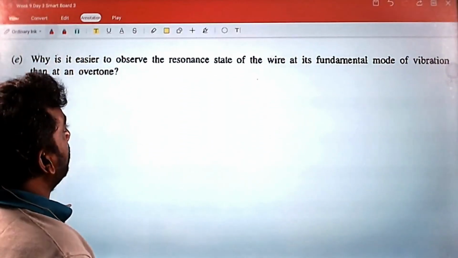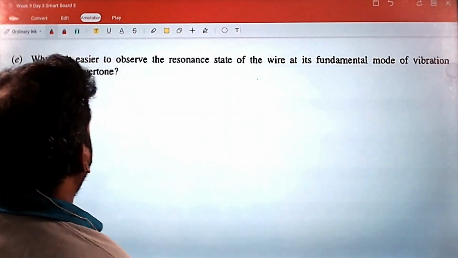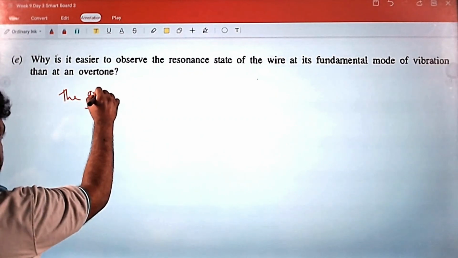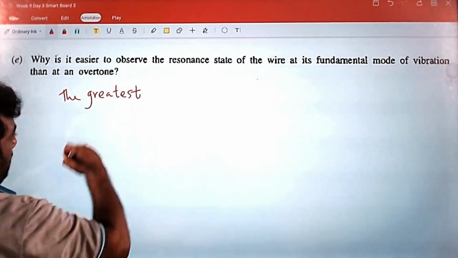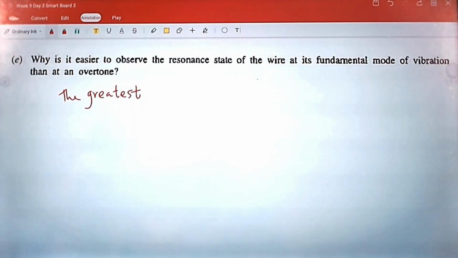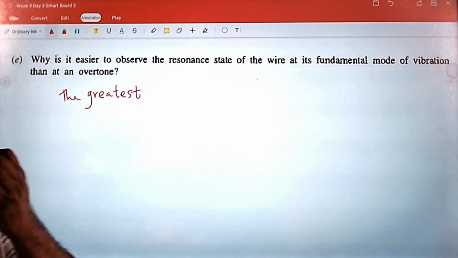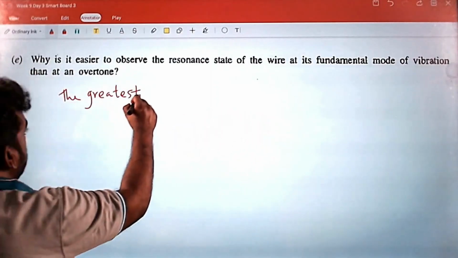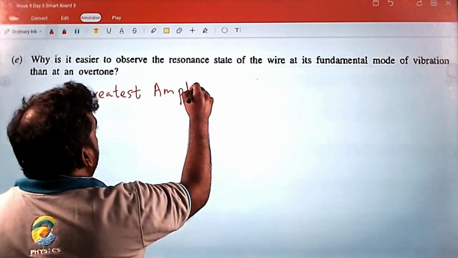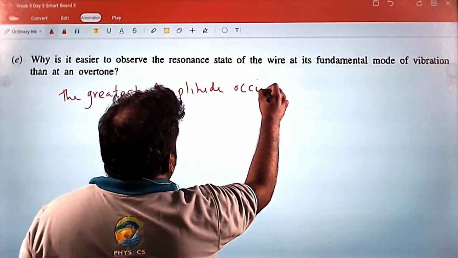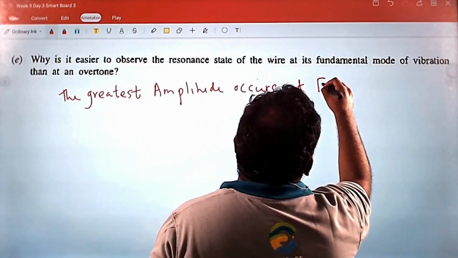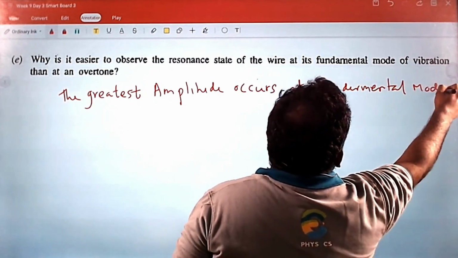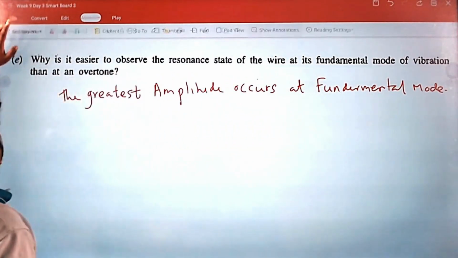Why is it easier to observe the resonance state at the fundamental mode of vibration than at overtone? The greatest energy or amplitude of resonance, the energy release, is maximum at the fundamental mode. So the greatest amplitude occurs at the fundamental mode.